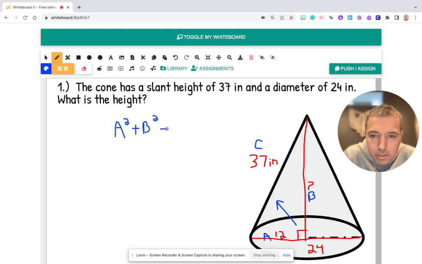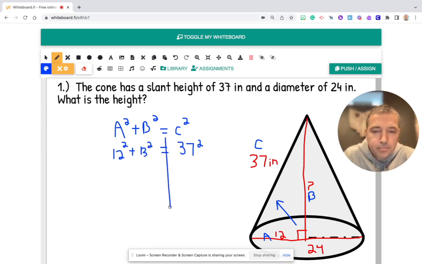So A squared plus B squared equals C squared. 37 is going to go in for C. 12 is going in for A. And I'm missing B, so I'm going to leave it as B squared. Line down the equals. Let's see if we can do the squares first. So 12 times 12 is 144, right? 37 times 37 is 1,369.